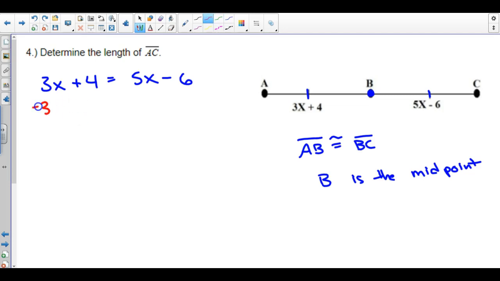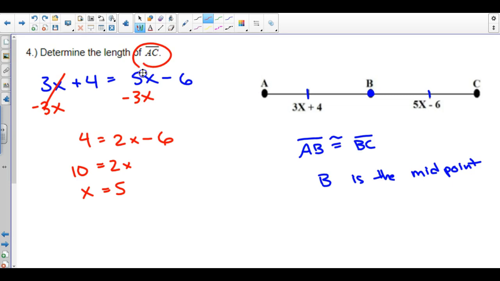So what I'm going to do is solve this. I'm going to subtract 3x on both sides first. So I have 4 equals 2x minus 6. I'm going to add the 6 to both sides. And then I'm going to divide here. So my x value is 5. Now, I mean, x is useful, but it's not the end of the problem. We want to find AC.